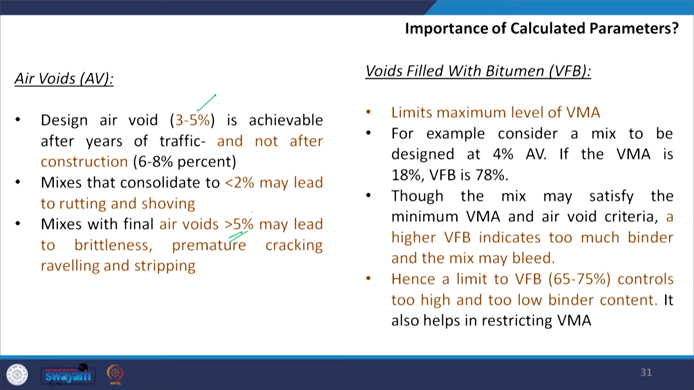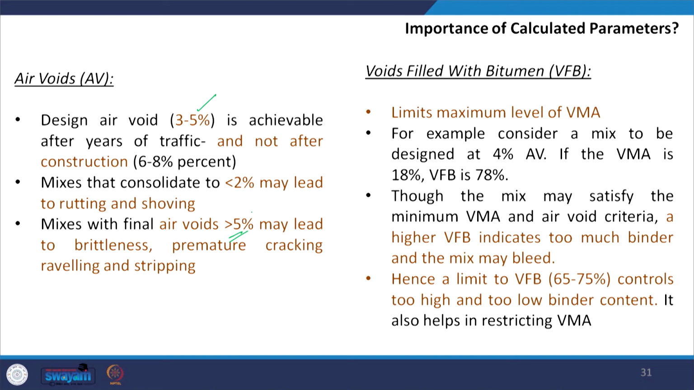Now, let us talk about VFB. Students always ask that we have discussed VMA, that is fine, that is an individual property, and we have discussed air void, that is also an individual property, but why do we actually pay attention to voids filled with bitumen, which is finally again a function of air void and VMA? This parameter actually prevents the mix from having too high or too low a binder content. And why do I say that? How do we accept this?